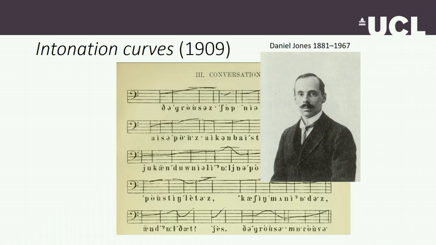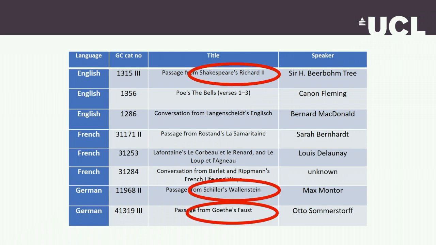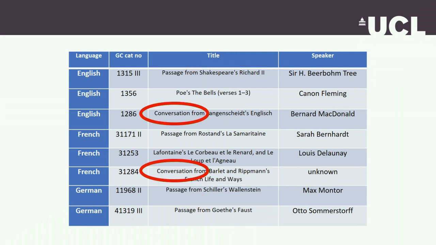When it was published in 1909, Jones was still in his 20s and right at the beginning of his career at University College London. It's based on the analysis of 8 commercial gramophone records of the day, chosen by Jones to represent 3 languages, English, French and German, and to cover 2 styles, literary and conversational.